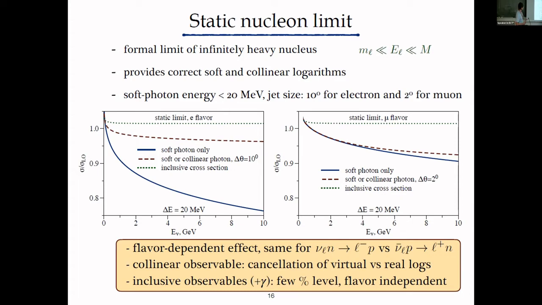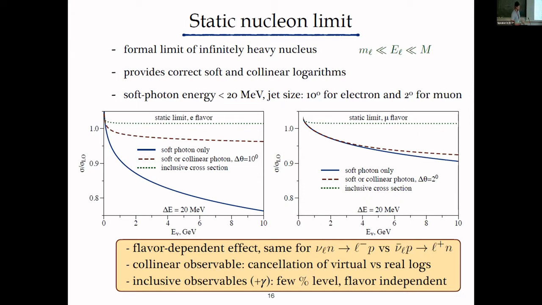radiative corrections. And here I show the results of the cross-section divided by the leading order cross-section as a function of the neutrino energy. This is the cross-section integrated over all angles, so it's not a distribution. First, if I include all radiated photons up to 20 MeV into the observable, I have this blue line. We see double logarithmic enhancement, which is much larger for the electron flavor than for the muon flavor.